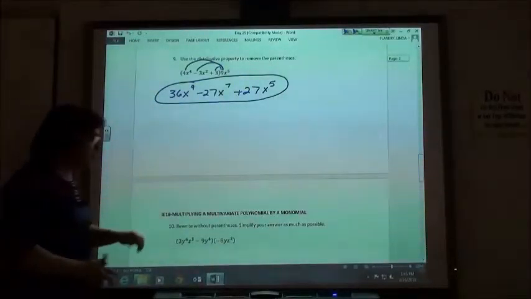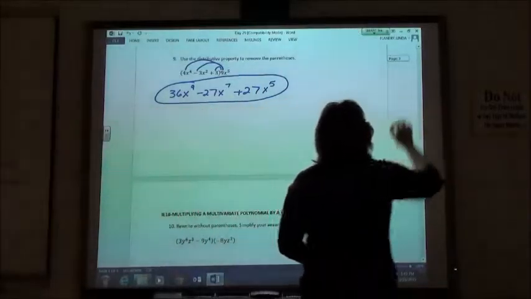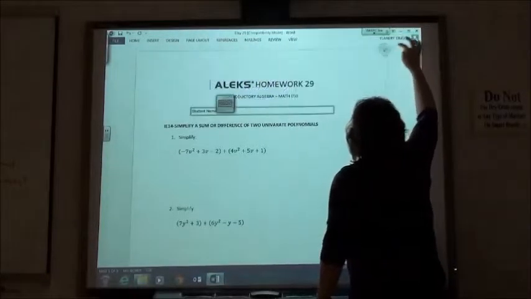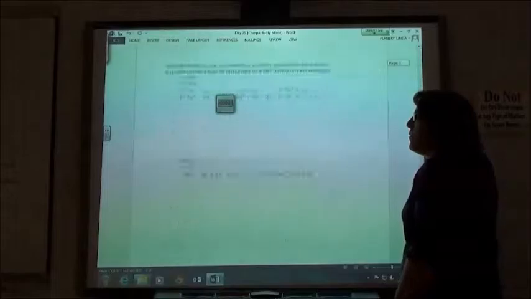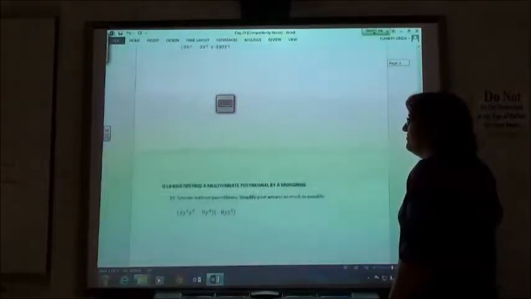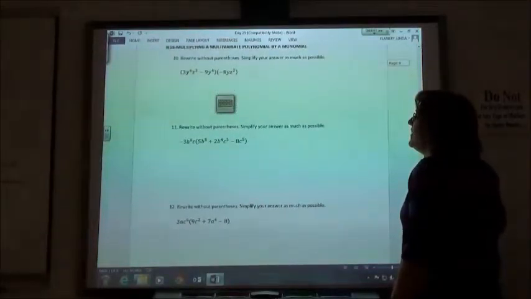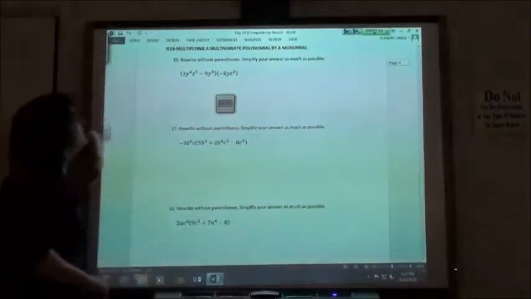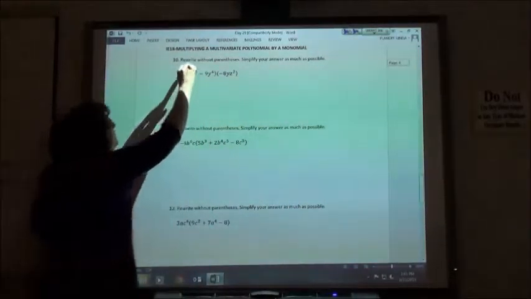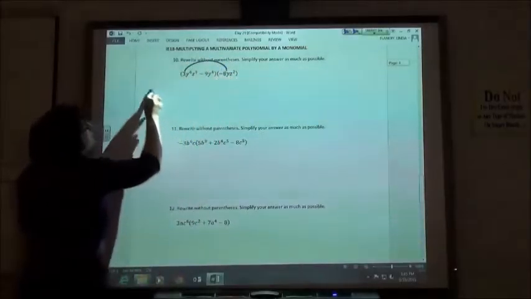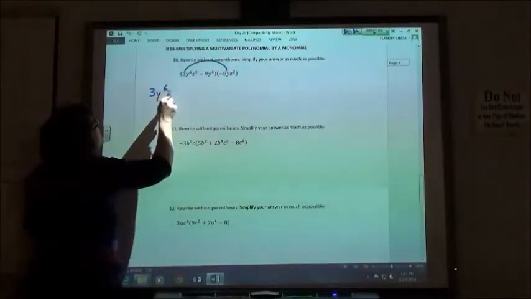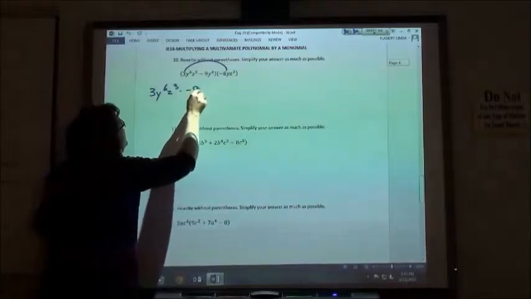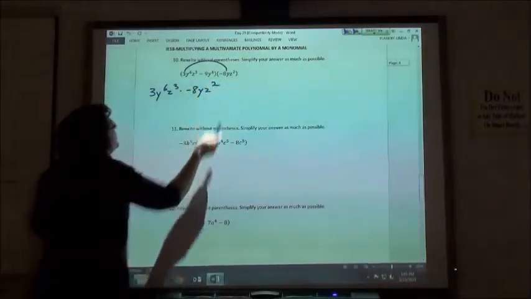10, 11, 12, doing the same thing, but this time it's going to be multivariate, so you're going to have more than one variable. So number 10, again, thinking about it the long way of using my distributive property, I'm going to take this times this first. So 3y to the 6th, z to the 3rd times negative 8yz squared.